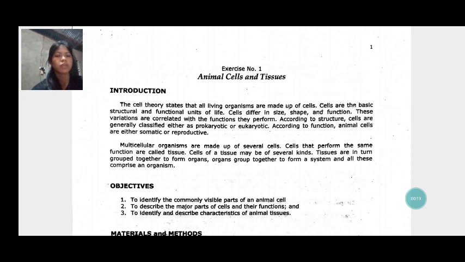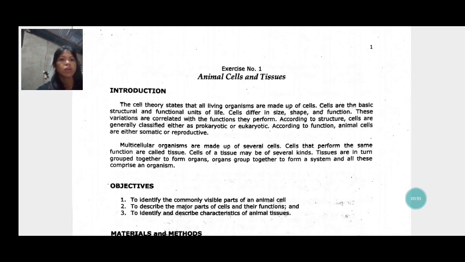Cells are the basic structural and functional units of life. Cells differ in size, shape, and function. These variations are correlated with the functions they perform. According to the structure, cells are generally classified either as prokaryotic or eukaryotic. According to function, animal cells are either somatic or reproductive.